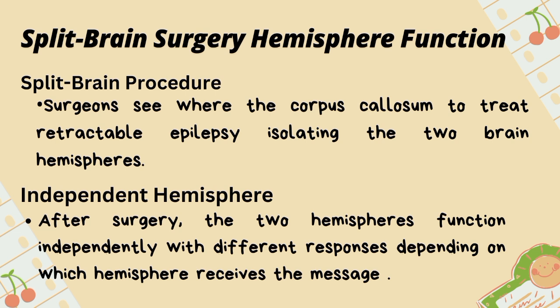Split brain procedure involves surgically severing the corpus callosum. The corpus callosum is the bundle of nerve fibers that connects the left and right hemispheres of the brain. Okay? The corpus callosum is located in the center between the two hemispheres. This procedure is mainly used to treat intractable epilepsy, especially when seizures affect both hemispheres and cannot be controlled with medication. And by cutting the corpus callosum, the goal is to prevent the spread of seizure activity between the two sides of the brain.